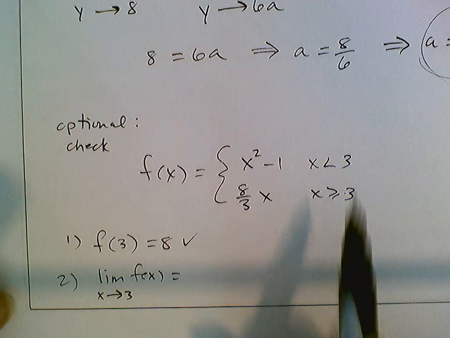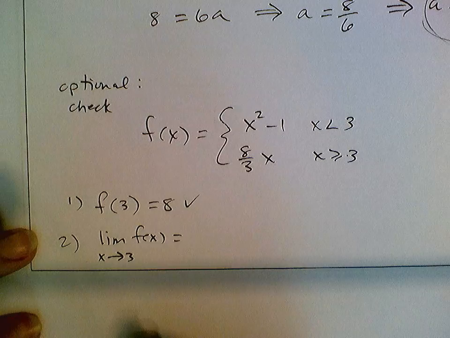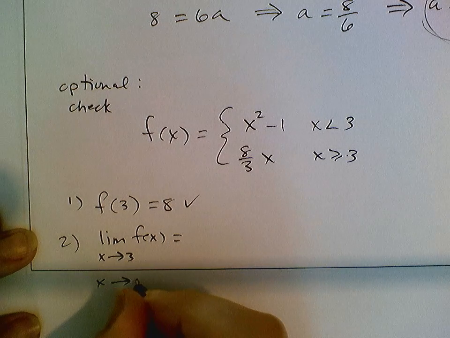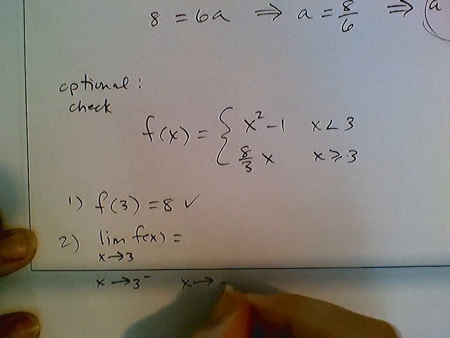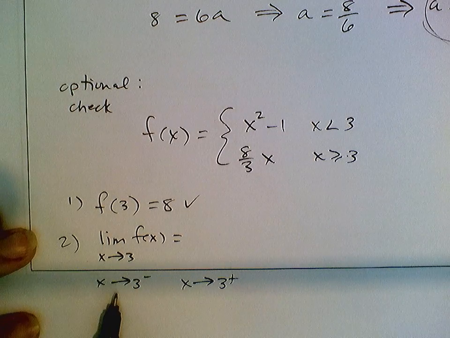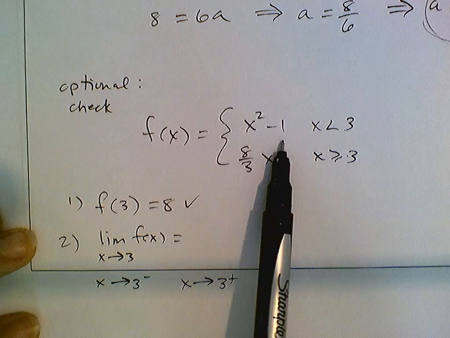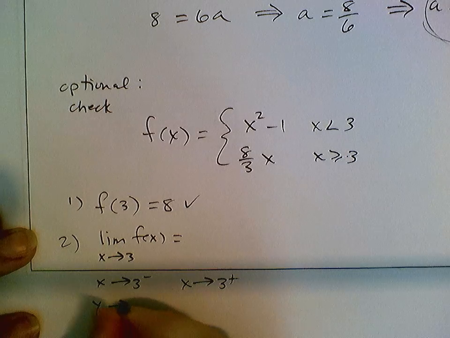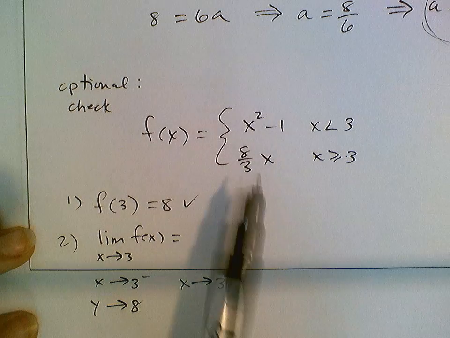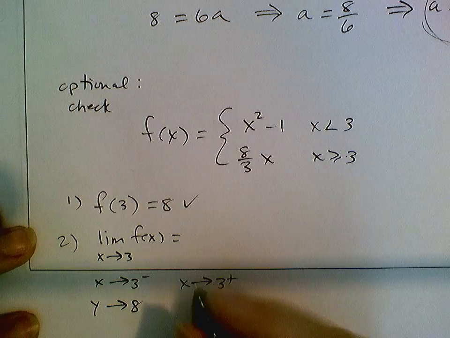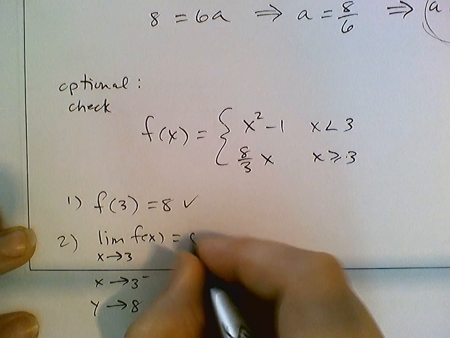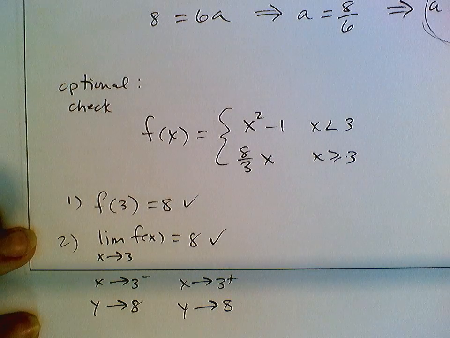Now remember, 3 is an endpoint for this piecewise function, so I can use arrow diagrams here. So x is approaching 3 from the left, x is approaching 3 from the right. From the left, I'm dealing with this piece, y is approaching 8. From the right, I'm dealing with this piece, y approaches 8, so the limit is 8, perfect.